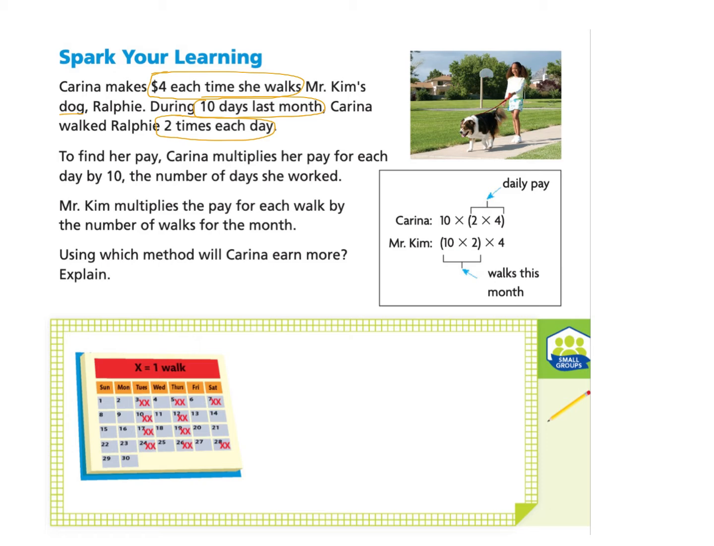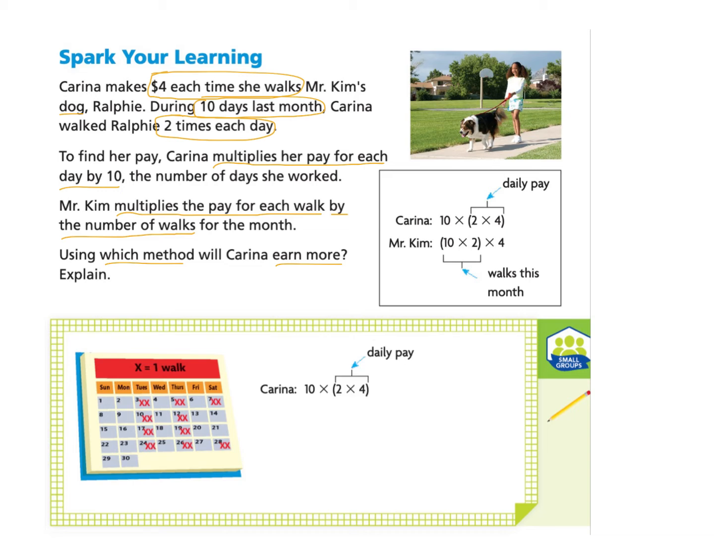To find her pay, Karina multiplies her pay for each day by 10, the number of days that she worked. Mr. Kim multiplies the pay for each walk by the number of walks for the month. Using which method will Karina earn more? So there's 2 different ways that they are solving how to find the total amount of money that she earned. So we're going to take a look at both Karina and Mr. Kim's way of finding the amount of money and then compare.